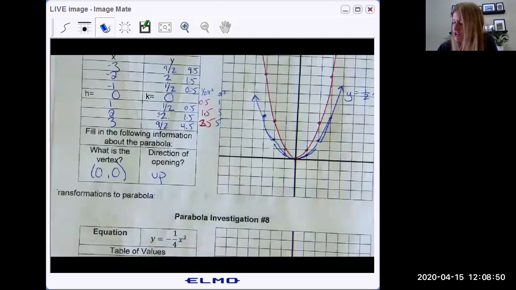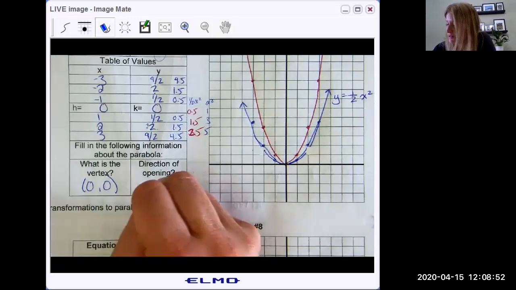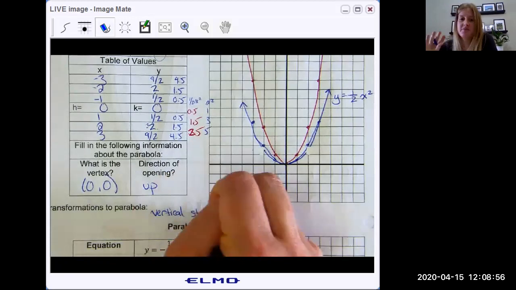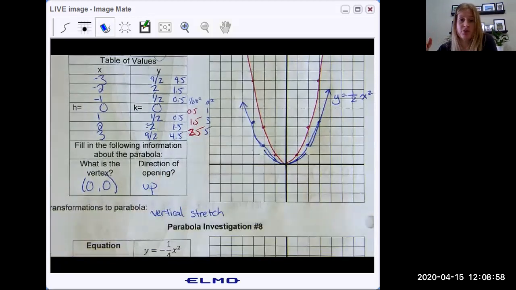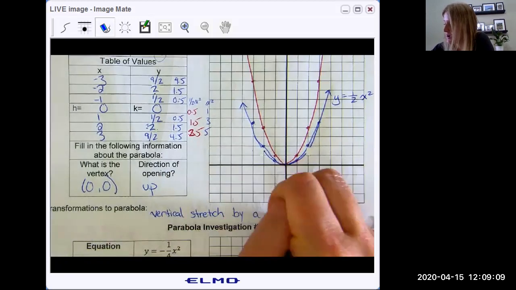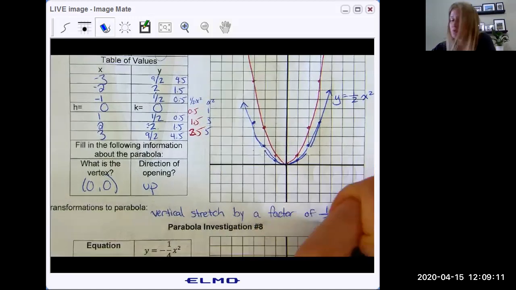So my transformation, I still call it a vertical stretch. I know it looks like a compression. This is going to make more sense in grade 11 when you start talking about actual compression factors. We're just keeping it the same terminology as much as we can for grade 10. So vertical stretch by a factor of whatever a is. In this case, that's 1/2.